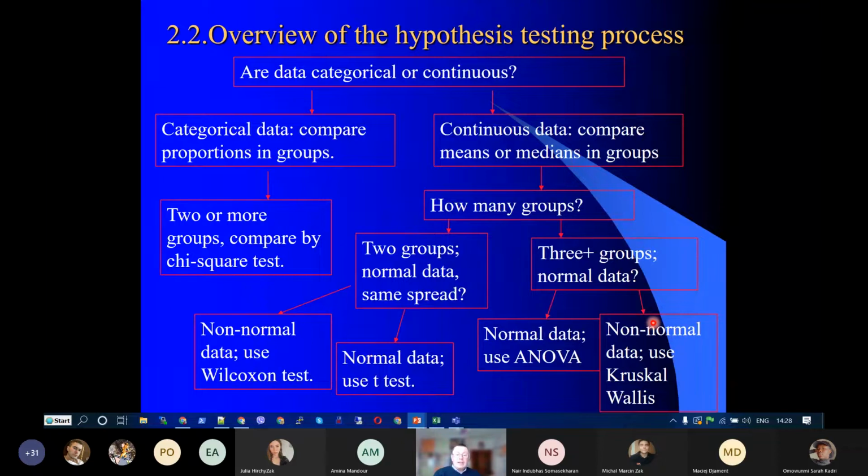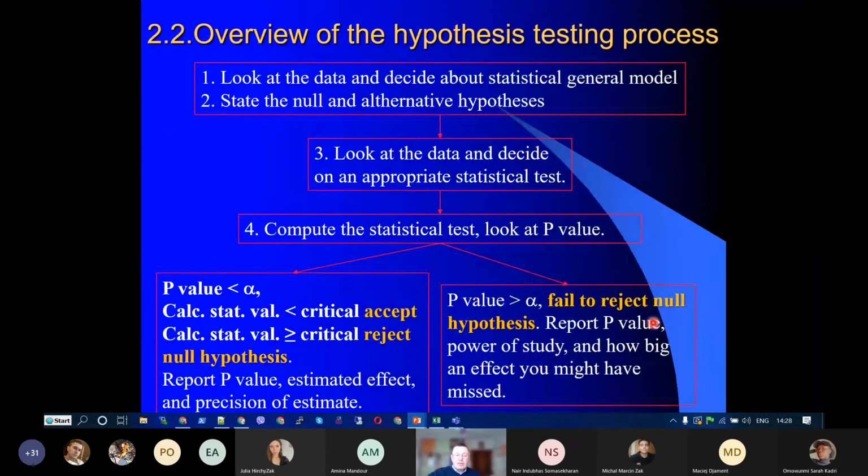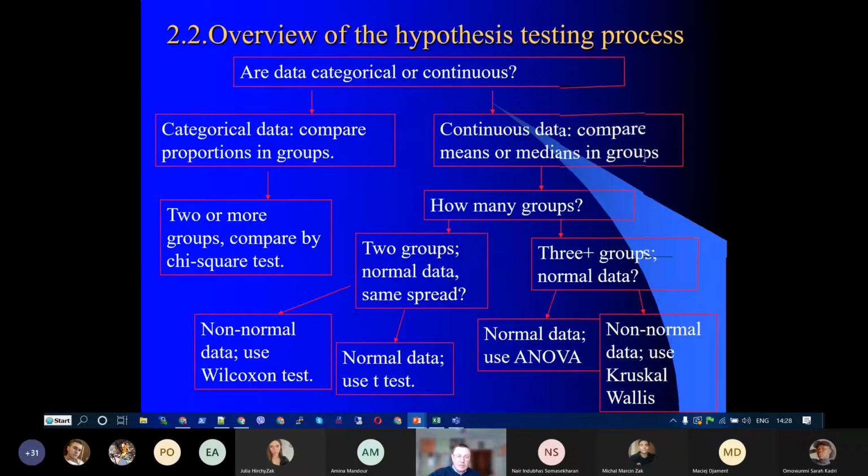Okay, in more detail, let's expand stage 3, where we look at the data and choose a proper statistical test, because this box is extremely complicated by itself. We have to choose whether we deal with categorical or continuous variables. For categorical we compare proportions in groups, and for continuous data we compare means or medians in groups.